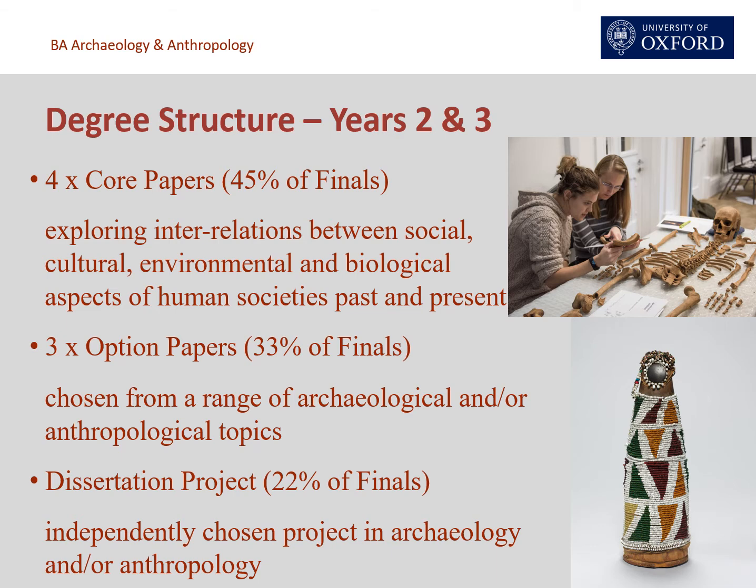You come back to Oxford at the beginning of your second year and you embark on what we call the final honours school. Now, this is the second and third years of the degree, and it consists of 4 core papers which continue to explore the relationships between archaeology and anthropology in societies both past and present. As well as that, you choose 3 options from a very wide range of both archaeological and anthropological topics. And finally, you also embark on a dissertation, an independent piece of work chosen in consultation with tutors. And you can see here how each of these individual components makes up the total mark for your final degree.